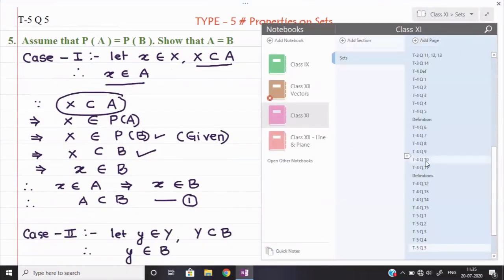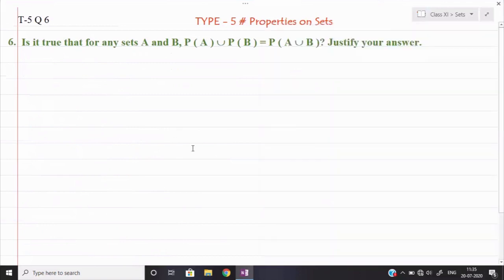The next question is given here as question number 6. So let us start the sixth question. In question number 6, they are asking, is it true that for any sets A and B, P of A union P of B is equal to P of A union B? Justify your answer. Means, can we say that the union of power set A and power set B will be equal to the power set of A union B? Is it possible? Can we say like that?